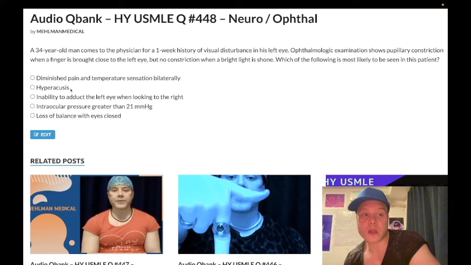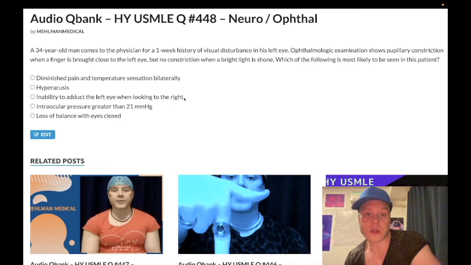So if you have a palsy of cranial nerve 7, you have too much activity of stapedius. What am I saying right now? If you have cranial nerve 7 palsy, you would have lack of innervation to stapedius, too much activity of the stapes, bone contacting the oval window, and sounds that are too loud, okay? Wrong answer. Choice C, inability to adduct the left eye when looking to the right.